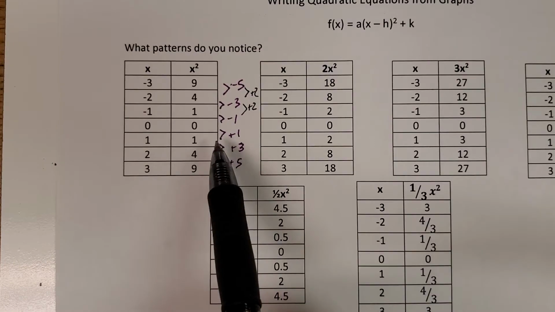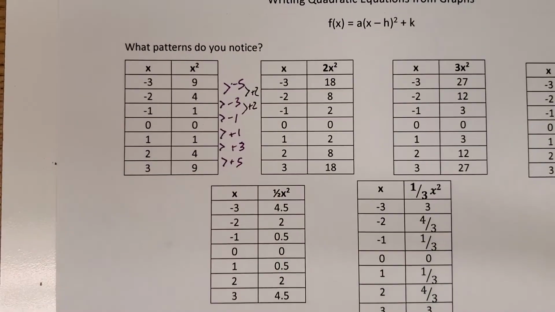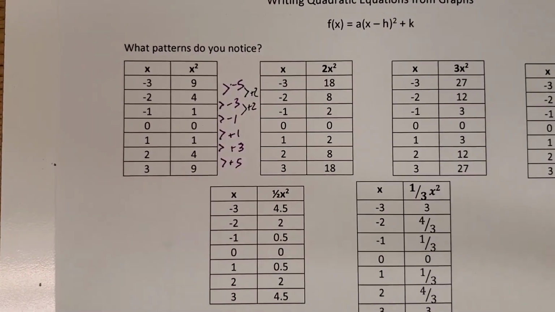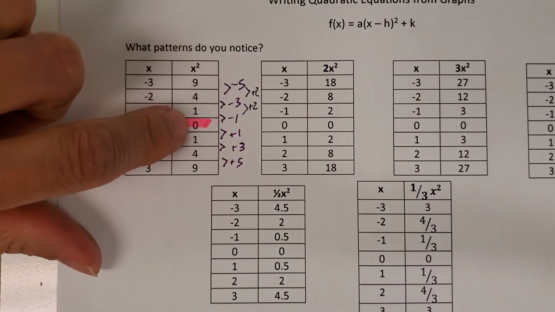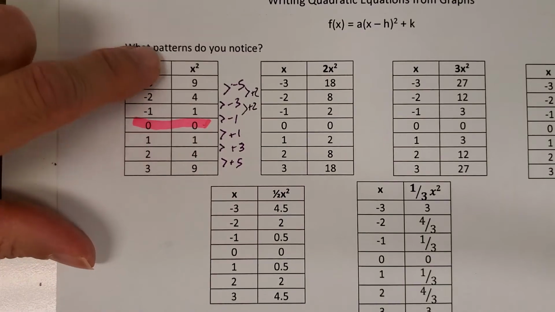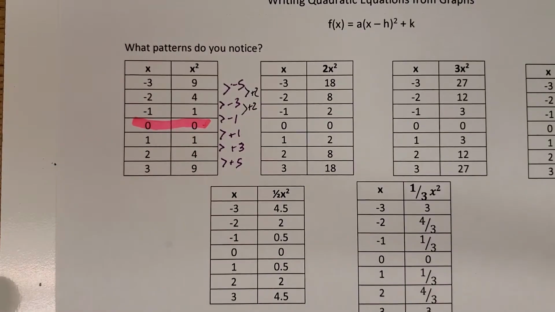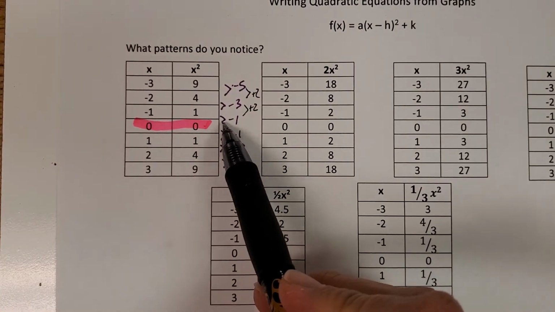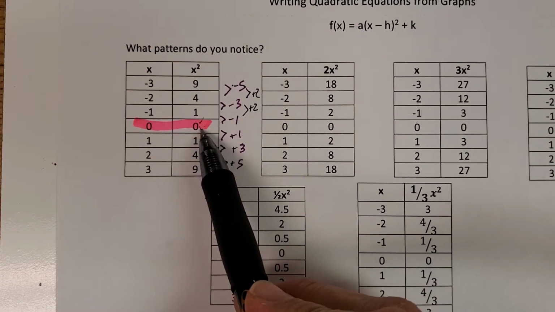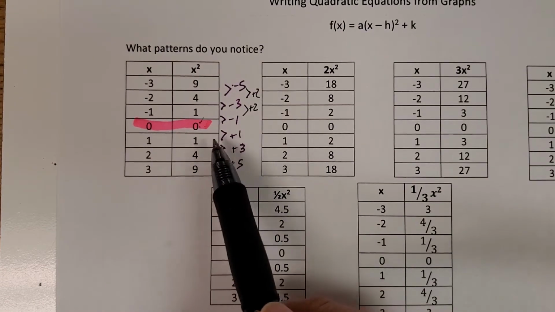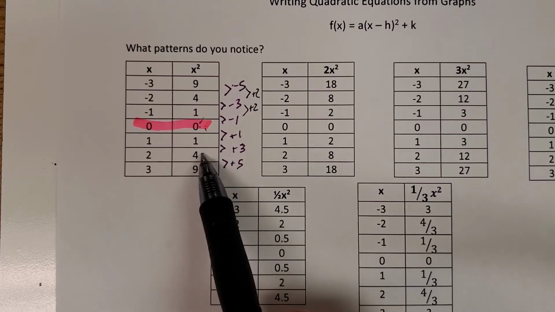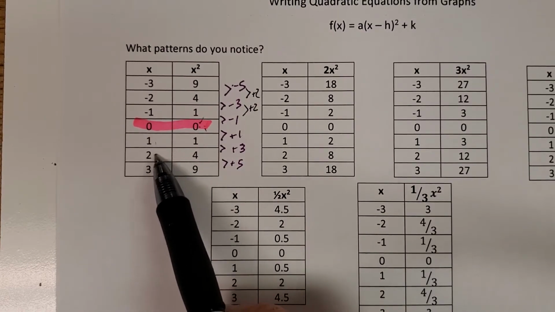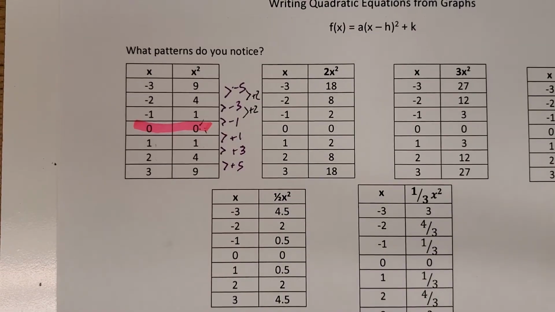But I want you to notice that when you're at the vertex, I'm going to highlight that vertex, I can tell it's the vertex because that's where the numbers stop going down and start going up. So that's how I can tell. I'm going to highlight the vertex for us. And then I want you to notice, when I went over 1, I went up 1. When I went over 1 more, I went up 3. When I went over 1 more, I went up 5.